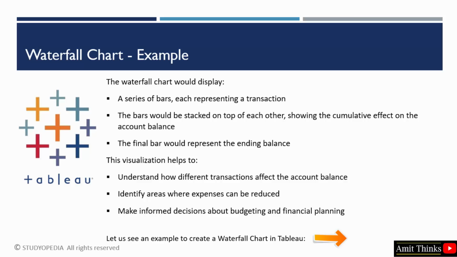In this case, what will the waterfall chart display? It will display a series of bars, each representing a transaction, right? Then the bars would be stacked on top of each other to display the account balance, that is the cumulative effect on the account balance. And the ending balance will be visible in the final bar.